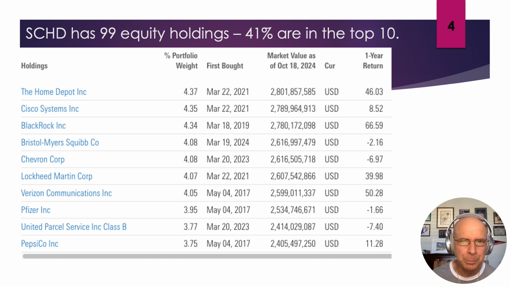So that's pretty good. And you can also look at their one-year returns of each different company. I'm not going to go over each one, but BlackRock had a gain this past year of 66.5%, followed by Verizon of a gain of a little more than 50% by the time I made this video.